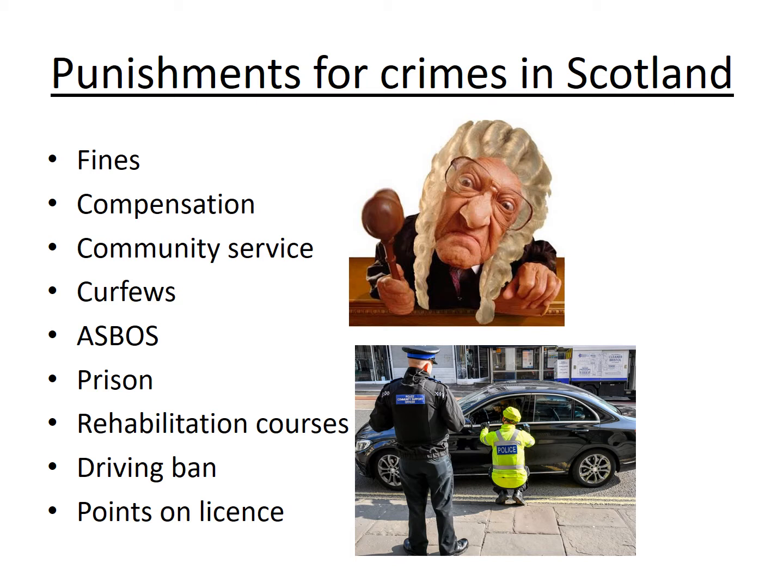You can be put on rehabilitation courses, where you need to attend courses to learn from your mistakes and what you've done. You can also be put in prison, a common method of punishment for crimes in Scotland, and your time in prison can vary depending on the severity of your crime. If it's a driving offence, you can be given a driving ban for a certain amount of time, or you can be given points on your driving licence. So that's just some of the types of punishments for crimes in Scotland.